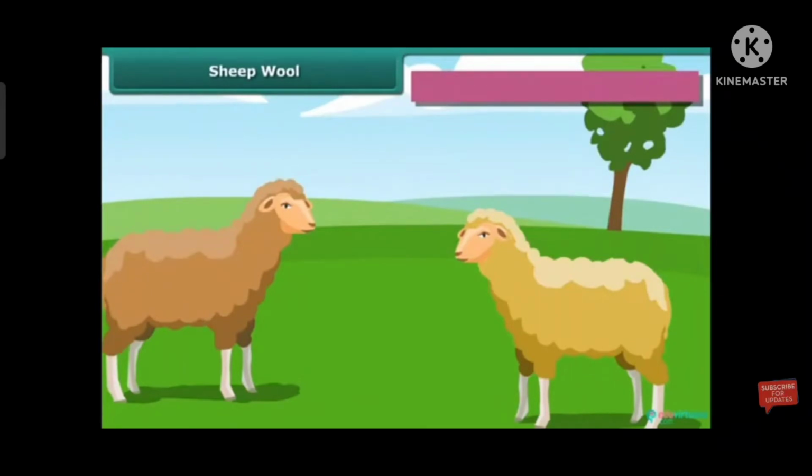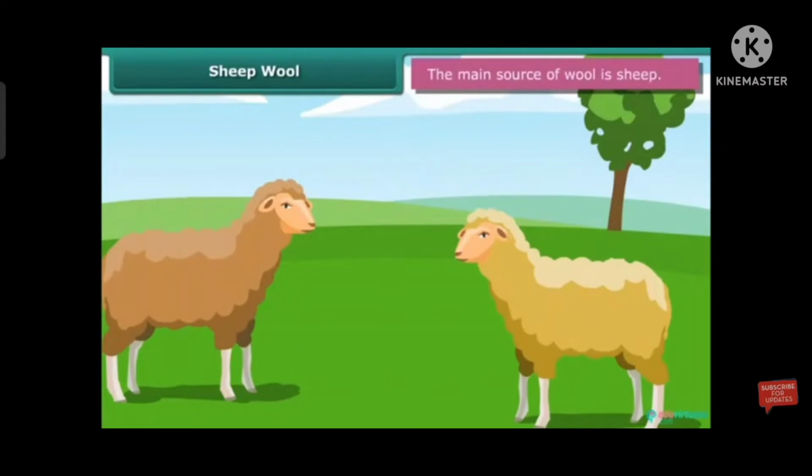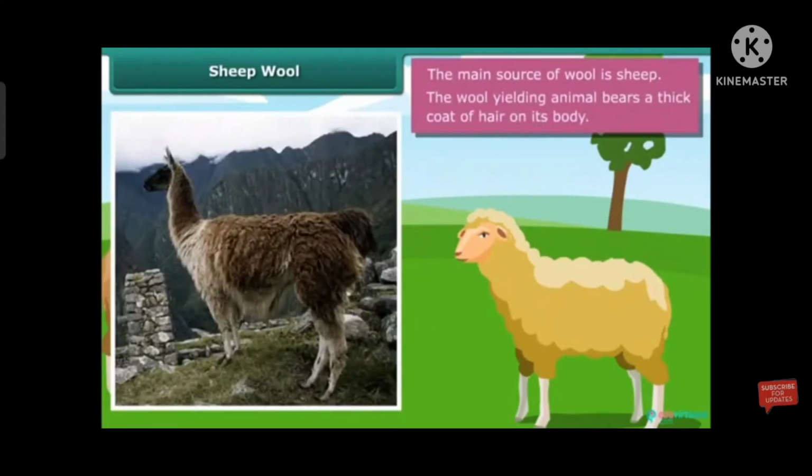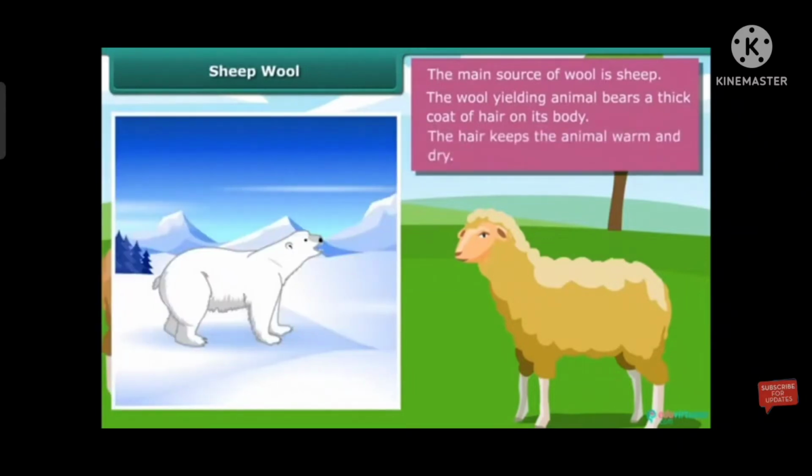The main source of wool is sheep. The wool-yielding animal bears a thick coat of hair on its body. The hair traps a lot of air. Since air is a poor conductor of heat, the hair keeps the animal warm and dry, allowing it to live in cold and harsh climates.